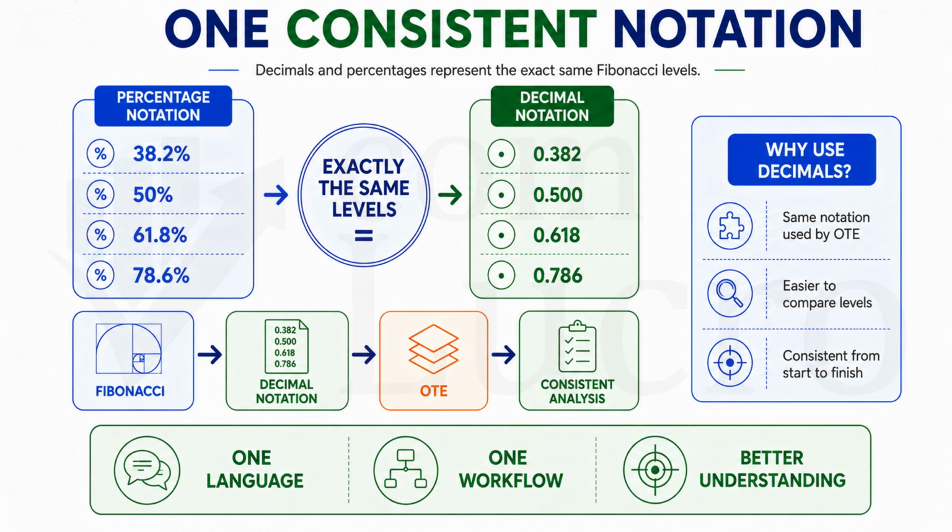Many traders know them as 38.2%, 50%, 61.8%, and 78.6%. And they are exactly the same thing, because 38.2% is simply 0.382, and 61.8% is simply 0.618. We prefer the decimal notation for one reason. It is the same language used by the optimal trade entry, or OTE, the precise smart money entry zone we'll build toward later in this video. So keeping a single consistent notation from start to finish makes everything much easier to follow.